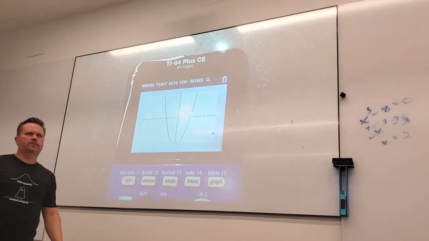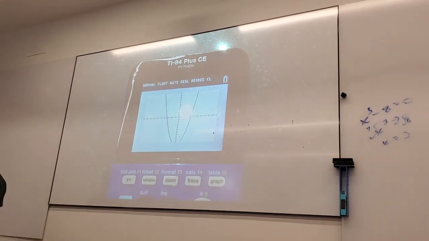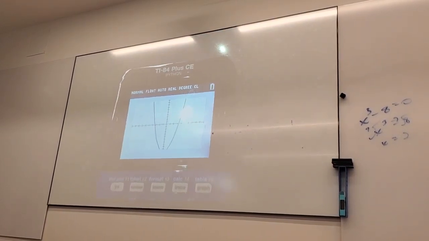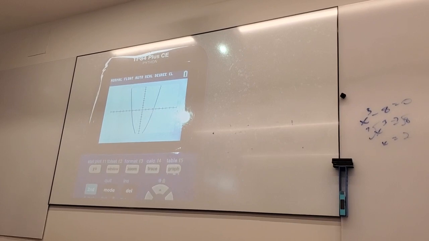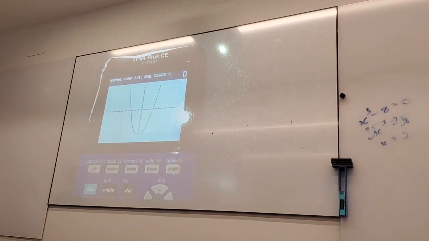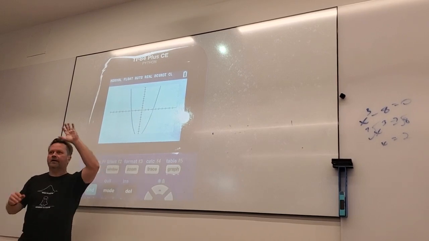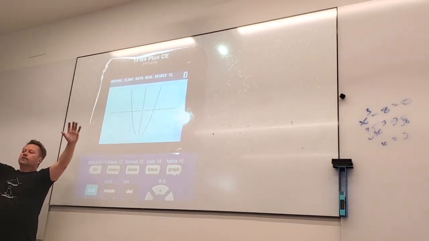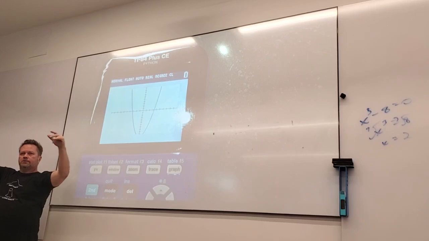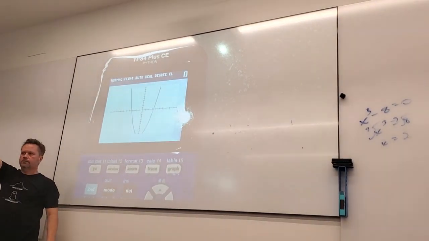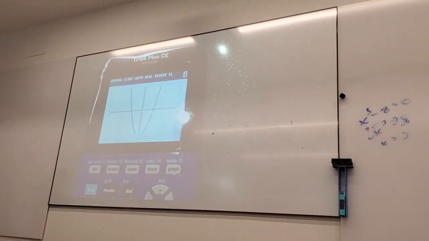How many x-intercepts are on that graph? Two. It's definitely two. So let's find one of them. Which one do you want to find? The positive one. Positive one, okay. So this is going to be very similar to finding the max or the min. It's going to ask you three questions, right?